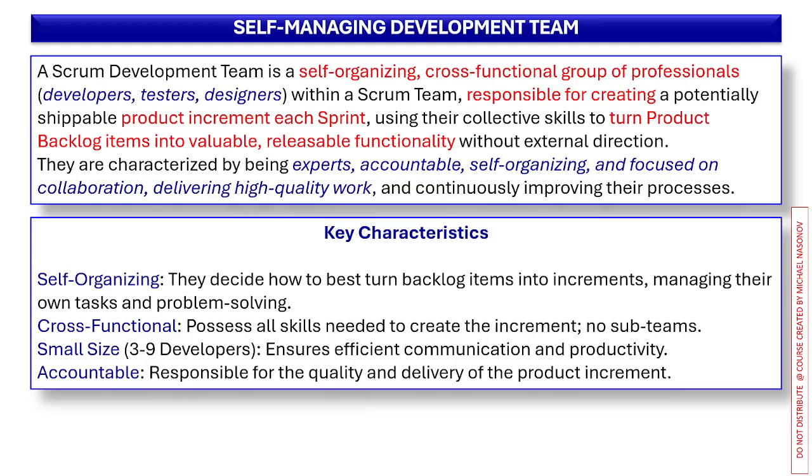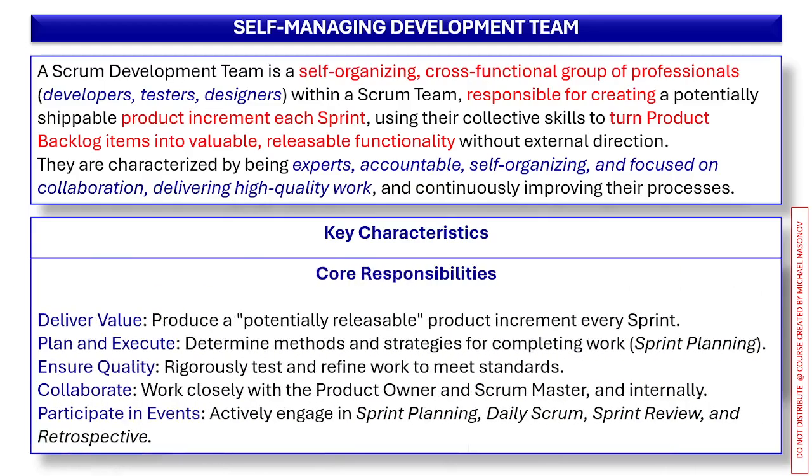Obviously they're accountable for their collective product delivery. And core responsibilities: deliver value, plan and execute, ensure quality, which is obvious, collaborate. They have to collaborate with the product owner, Scrum Master, and internally with any project stakeholder, and participate in events, which is obvious: sprint planning, daily Scrum, sprint review, and sprint retrospective meetings.